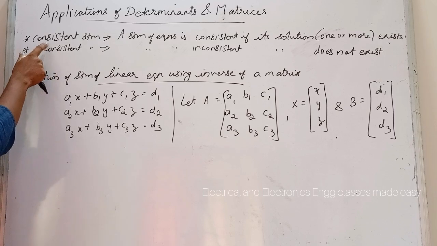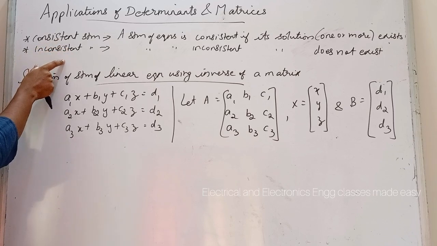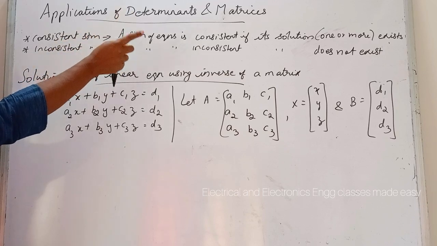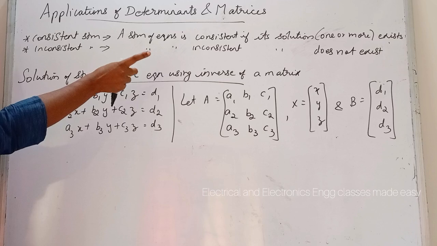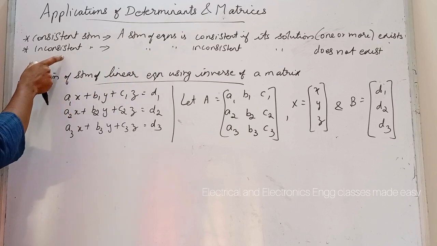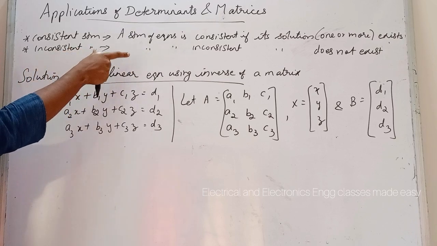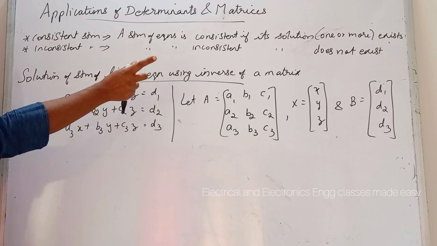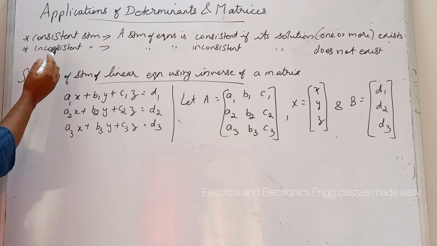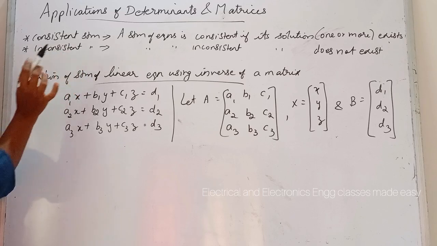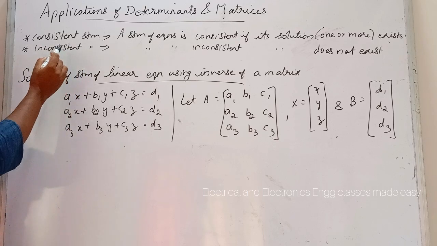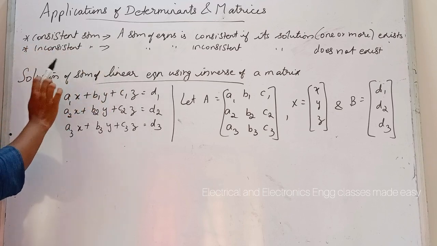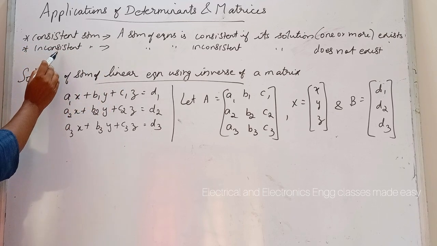So before that, what is a consistent system and an inconsistent system? A system of equations is said to be consistent if its solution exists, and a system of equations is said to be inconsistent if its solution does not exist. So if there is a solution, it is a consistent system, and if there is no solution, then it is an inconsistent system.